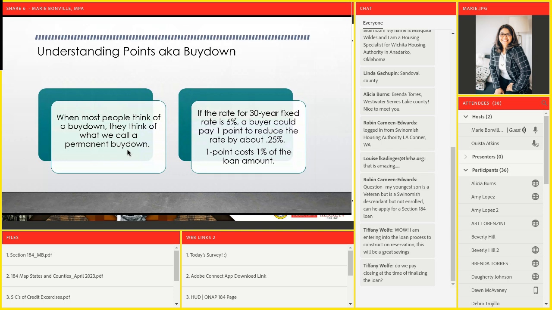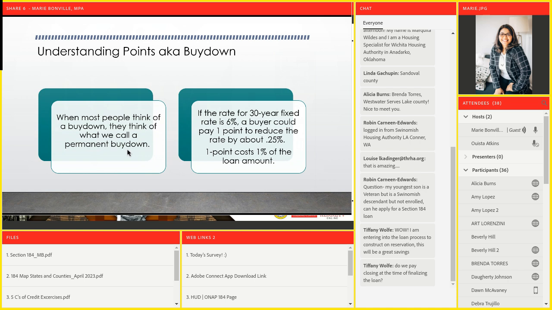For those of you who have clients that have the means to do that, let me explain how it works. On a 30-year fixed rate, let's say it was 6%, right? A buyer could pay 1 point, and then it would get reduced by 0.25%. I'm going to be completely honest with you: when I first heard 1 point, I thought, okay, cool, that means it'll get reduced by 1%. No, 1 point reduces the rate by 0.25%. Now, 1 point is 1% of the loan.